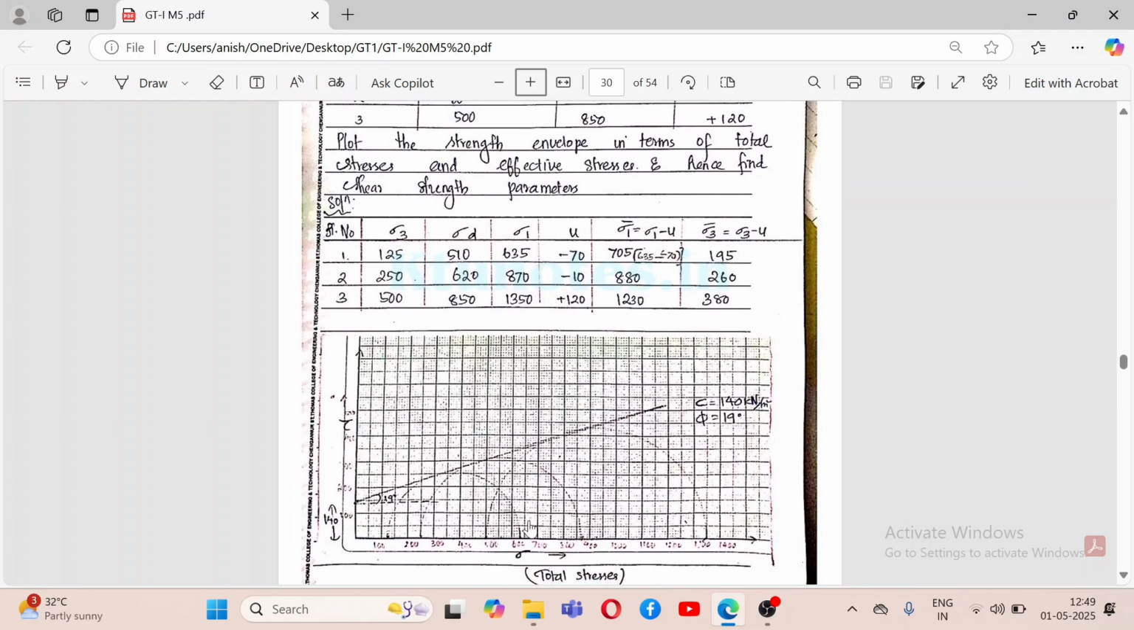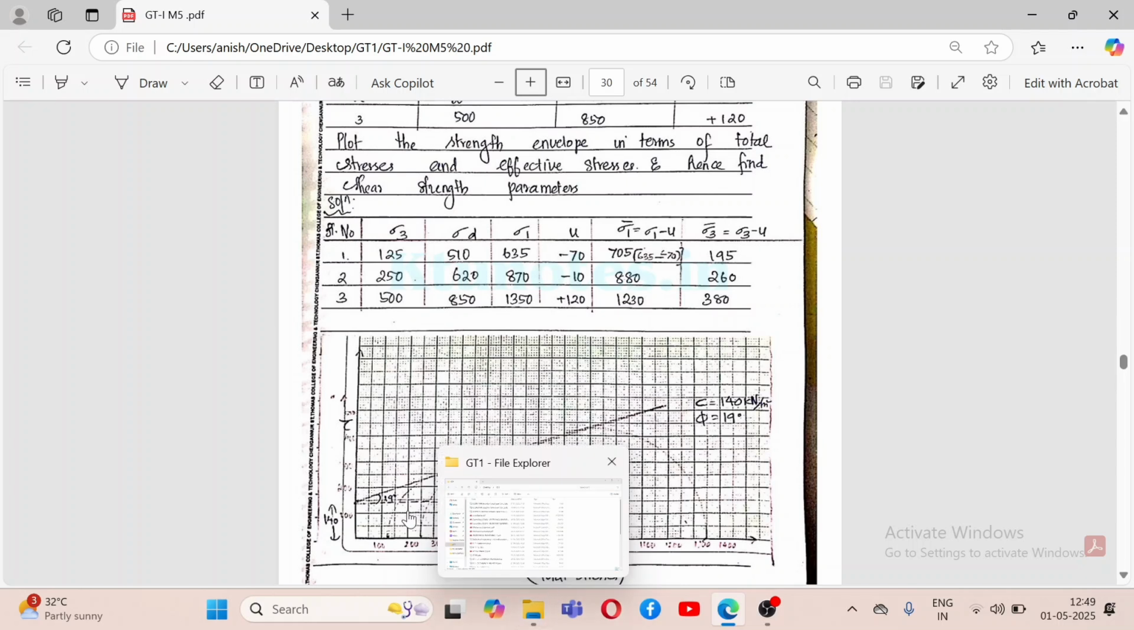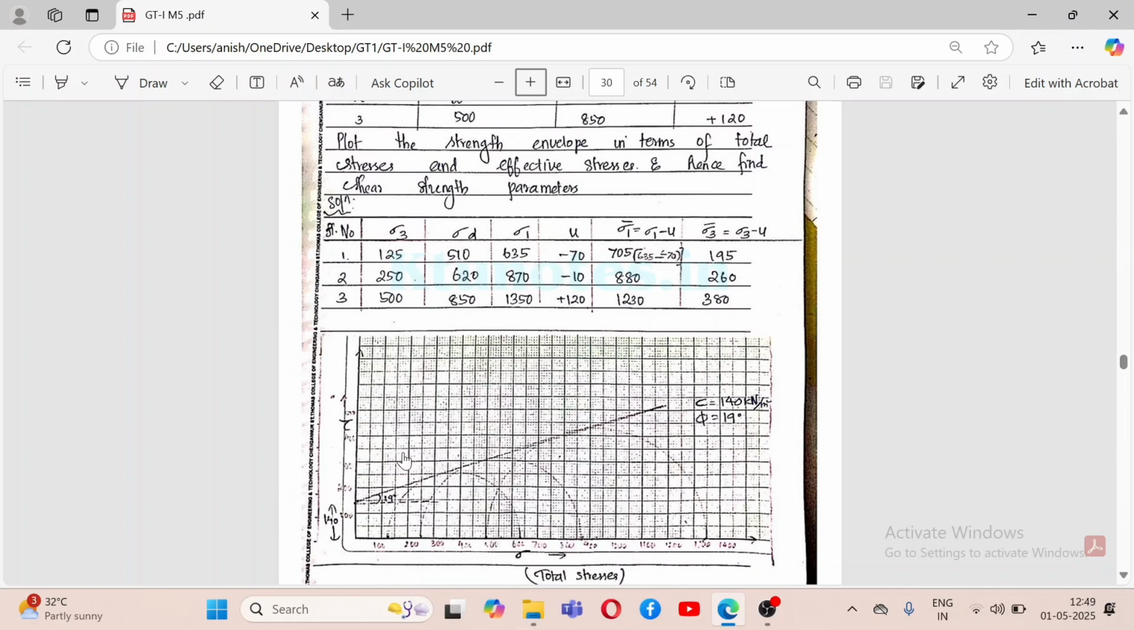You plot a graph for total stress and shear stress, right? So similarly, like in the previous problem, you have to add sigma 1 plus sigma 3 divided by 2. You get the value here. From that point you draw the semicircle to the required point. See, 125 and 635, right? You draw a semicircle here. Then for 870 and 250, you draw another one. For 1350 and 500, you draw another one. So you get 3 semicircles, right?